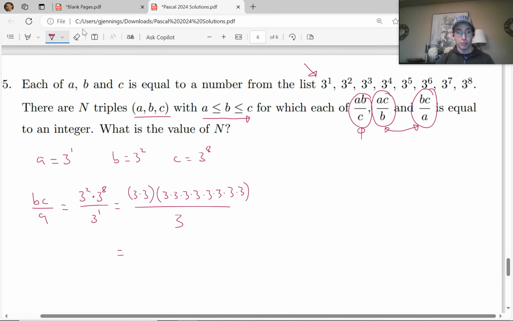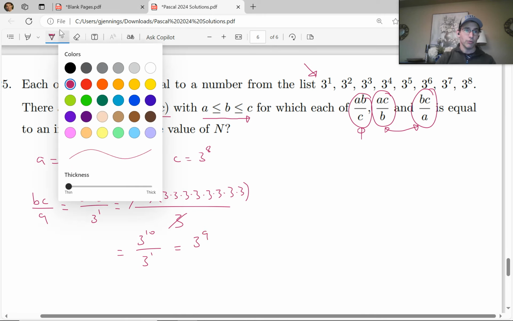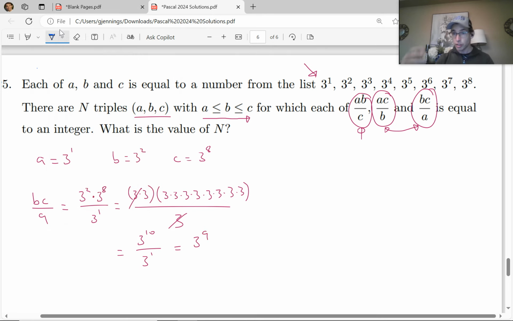Here's how the arithmetic works. I have 10 copies of 3 upstairs being divided by 1 copy of 3 downstairs. At the end of the day, this will cancel, that will cancel, and I'll get 3 to the 9. So another way of working on these problems is just to use your exponent laws, which this problem is testing you on. If you have your exponent laws, you'll realize something interesting about these 3 expressions here.